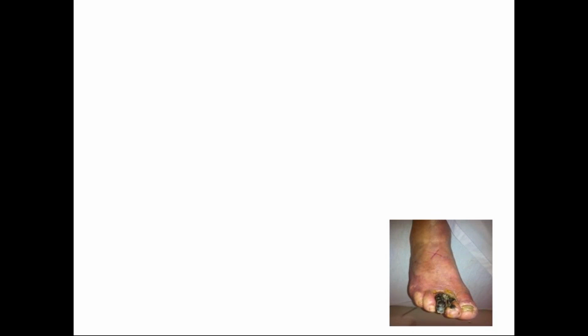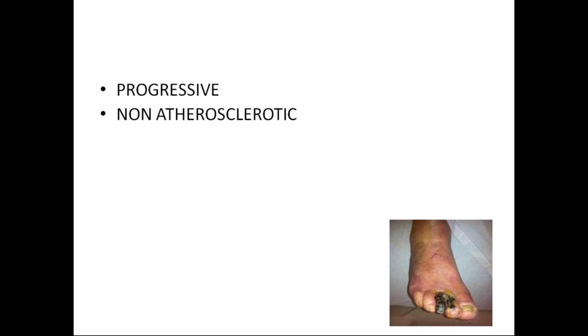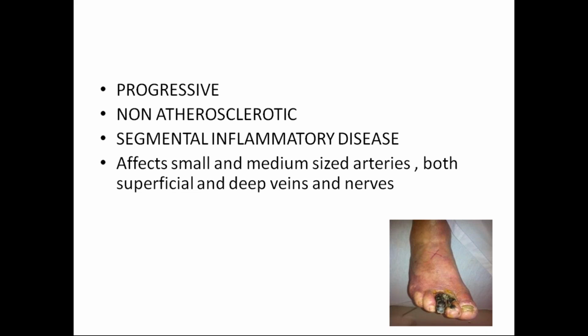Buerger's disease? It is a progressive, non-atherosclerotic, segmental inflammatory disease. It's an inflammatory endarteritis typically affecting the small and medium-sized vessels, but it can even affect the large-size vessels also. That is also described. But very typically, it is small and medium-sized vessels only, both superficial and deep, in the upper and lower limbs.